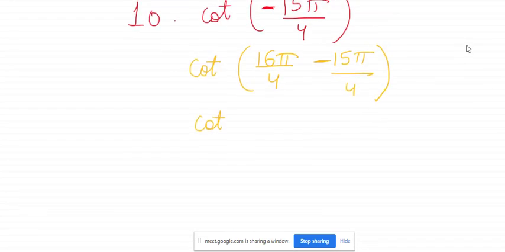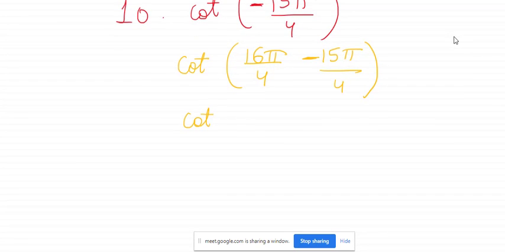And ma'am, the answer will be 1. Okay, so here you will get 15 pi by 4. Yes, the answer will be 1. Cot pi by 4 is 1.